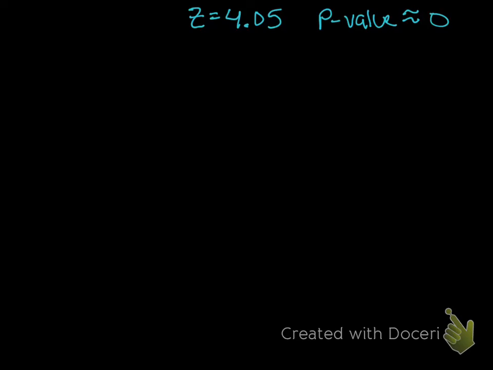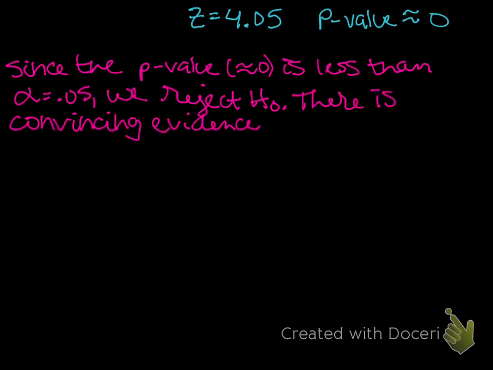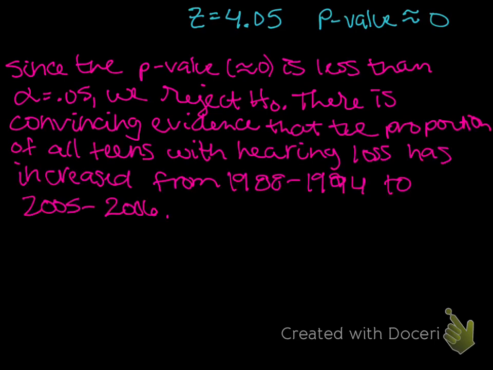So now it's time to conclude. Since the p-value is less than alpha, we reject H sub 0. There is convincing evidence. Convincing evidence of what? Go back to the question. That the proportion of all teens with hearing loss has increased from 1988 to 1994 to 2005-2006. Okay?